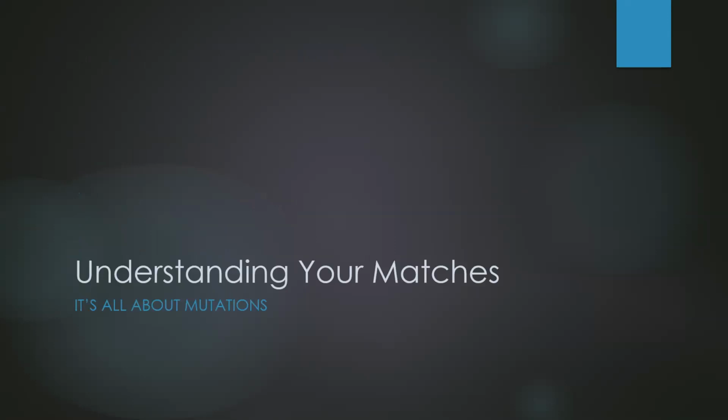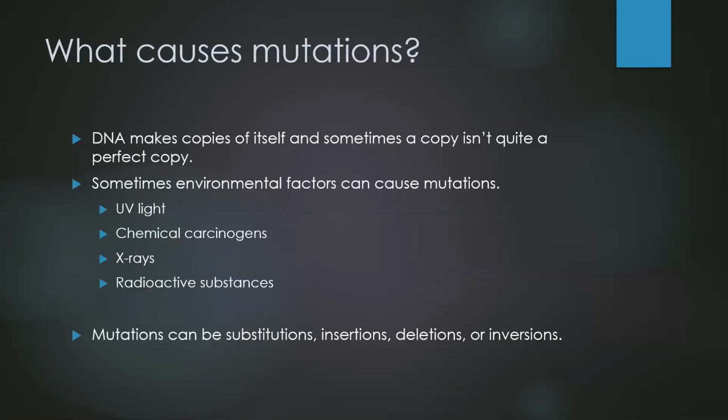So understanding your matches is all about mutations. What causes those mutations? DNA makes copies of itself, and sometimes the copy isn't quite a perfect copy. There are some environmental factors that cause mutations. I'm sure that there are causes of mutations that we just haven't scientifically uncovered yet, but we do know that UV light, chemical carcinogens, X-rays, radioactive substances, things like that can cause mutations and often do. Also, there are other kinds of mutations that can cause substitutions, insertions, deletions, and inversions. That's a little bit more biologically intense than what we plan to talk about today.